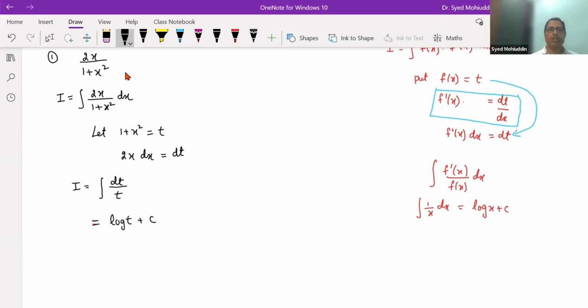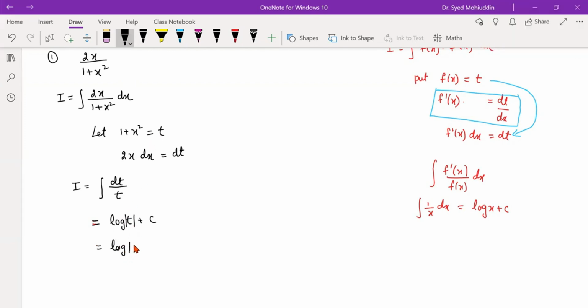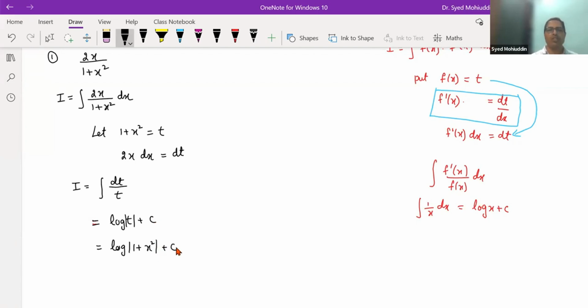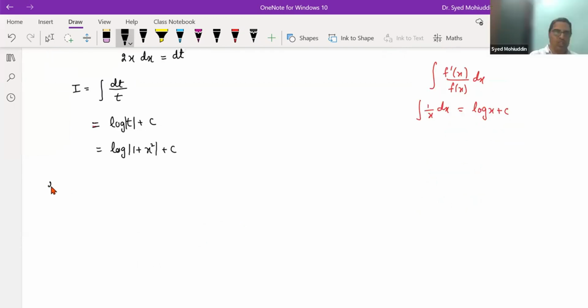If you want, you can write down more. That is always there, it is understood. But if you have a habit of always writing moderately, you can write it down, no problem. This will be log of, what is the t value? 1 plus x square. So we'll be getting log of mod of 1 plus x square, plus the constant of integration c. So you start with the x value, in between you use t, and finally substitute t and express it in the form of x. This will be the required solution. Getting it? Any questions here? On to the next one.